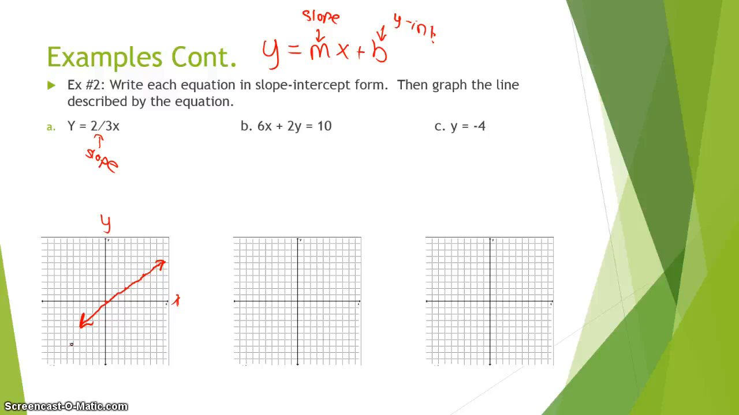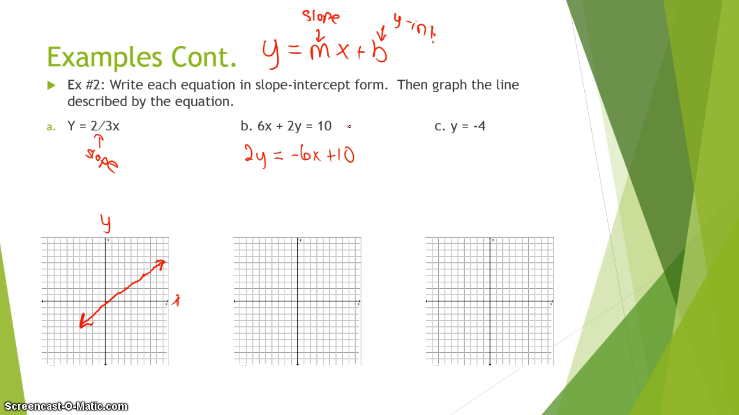Let's go on to B. We have 6x plus 2y equals 10. This is not in the slope-intercept form, so we need to put this in the slope-intercept form. So what I'm first going to do is I need to get this 6x over to the right side, so I'll subtract 6x from each side. So what I have now is 2y equals negative 6x plus 10.